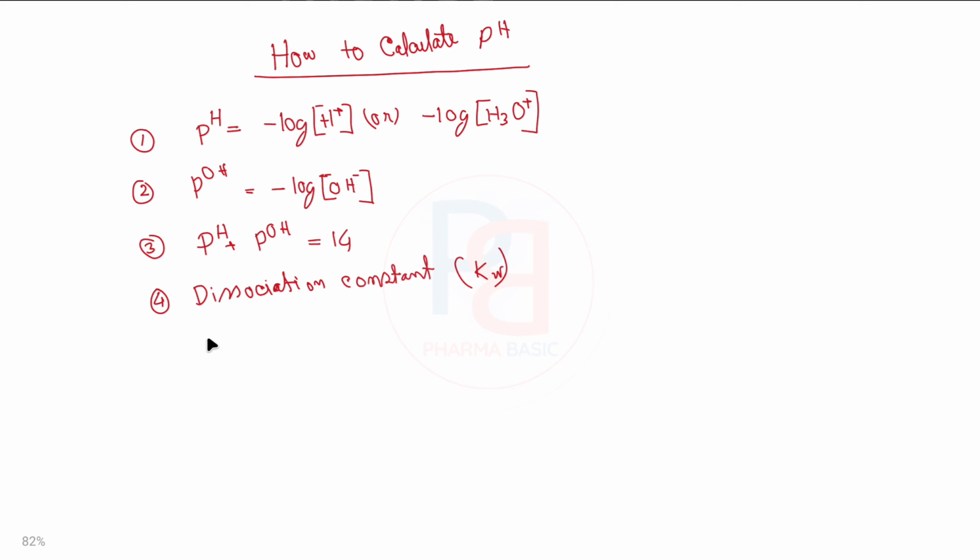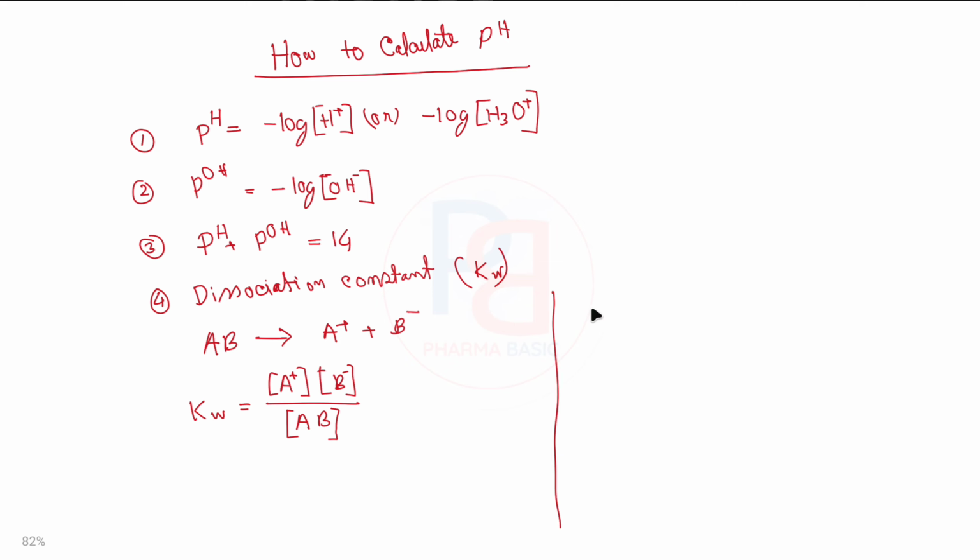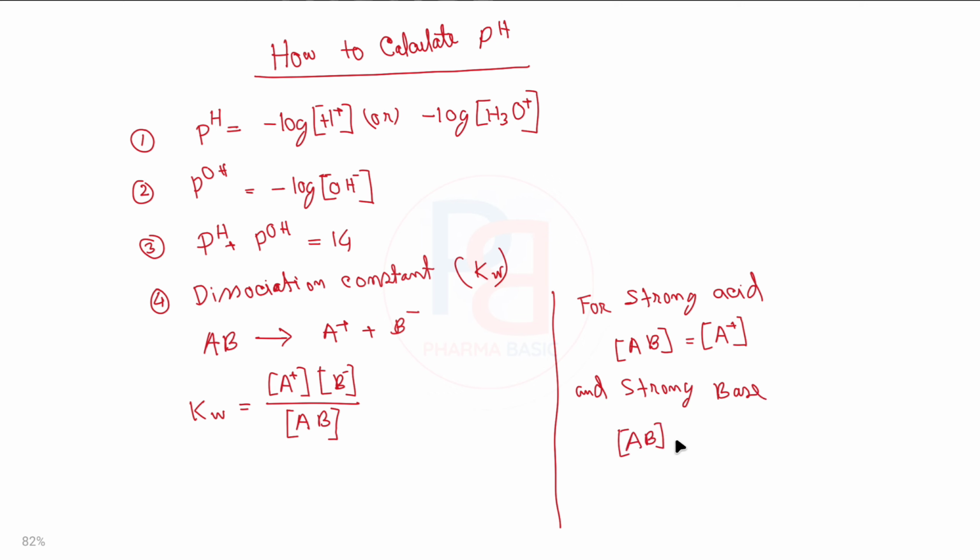And if we look at the dissociation constant, when an acid or base AB dissociates into A plus and B minus, its dissociation constant is the A plus concentration times the B minus concentration divided by the concentration of the acid or base. For a strong acid, the concentration of acid is always equal to the hydrogen ion or hydronium ion concentration, and for a strong base, the concentration of base is equal to the hydroxide ion concentration.